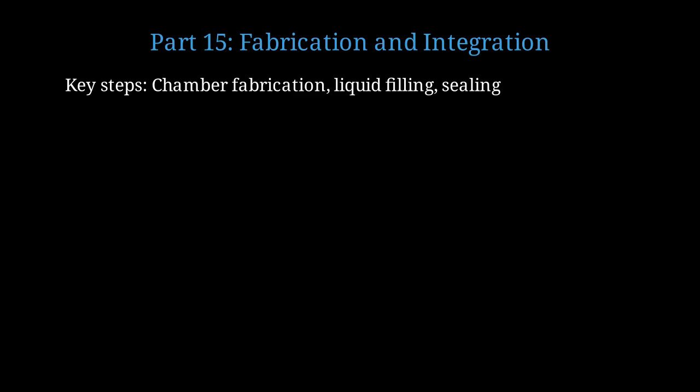Let's discuss how droplet lenses are actually manufactured and integrated into devices. The fabrication process combines microfluidics with electronics. Manufacturing involves microfabricating the lens chamber, typically using photolithography and etching. Then liquids are dispensed and the device is hermetically sealed.